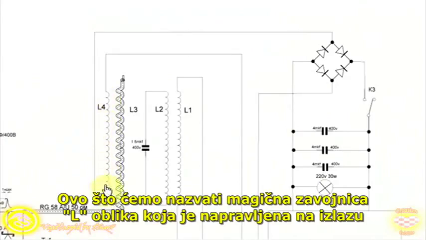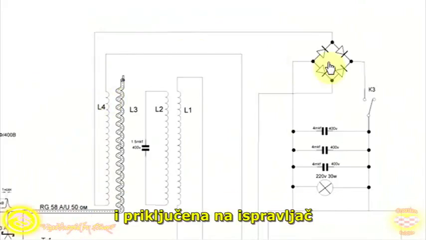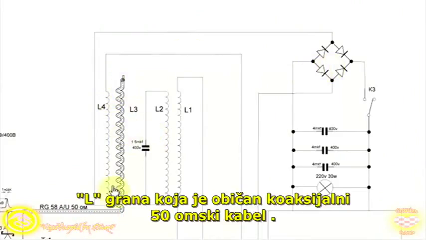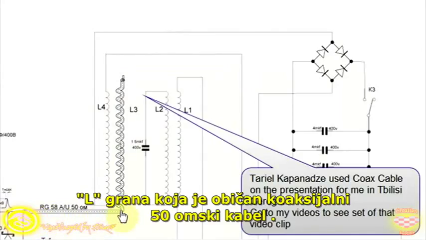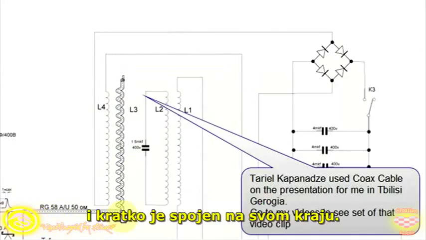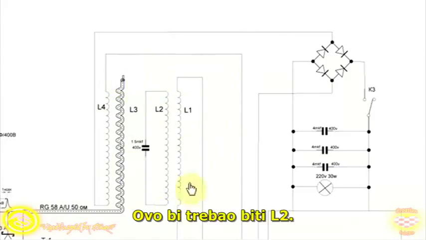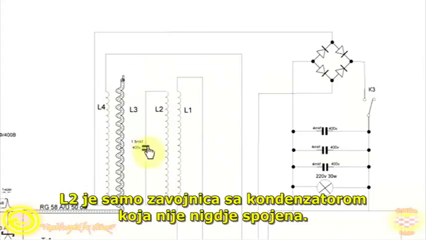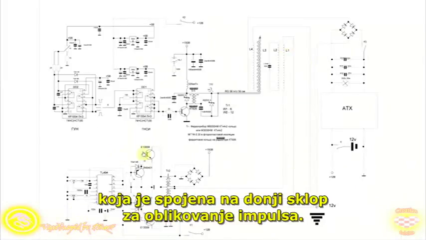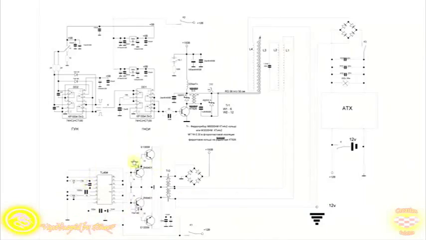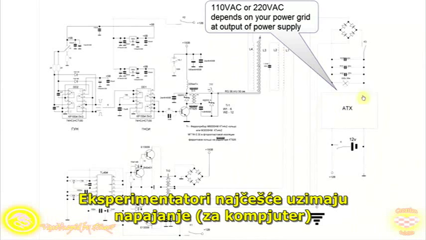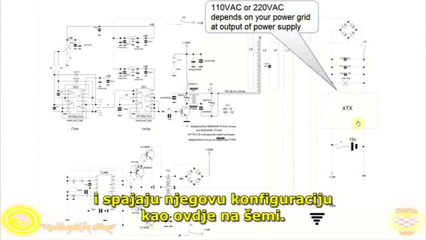It is made of L4, which is connected to the rectifier, L3, which is the regular coaxial cable 50 ohm, shorted at the end of it. That would be L2. L2 is just a coil and a capacitor not connected anywhere. And L1 is connected to the lower impulse forming circuit. The experimenter must take that power supply and connect it in the configuration as in the schematic.